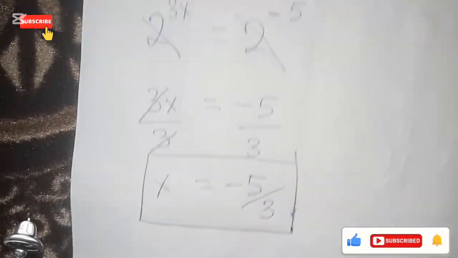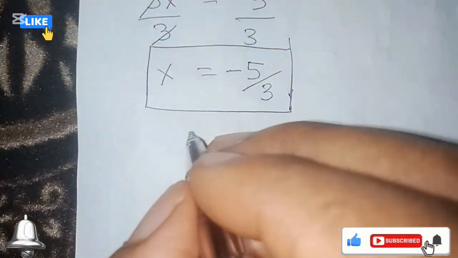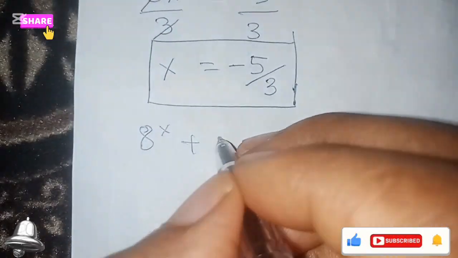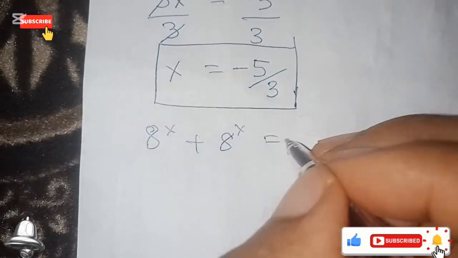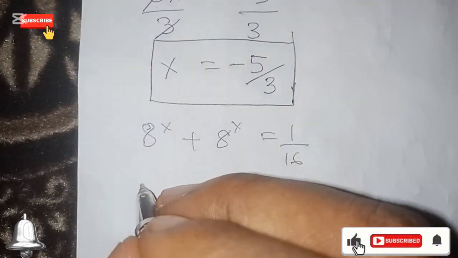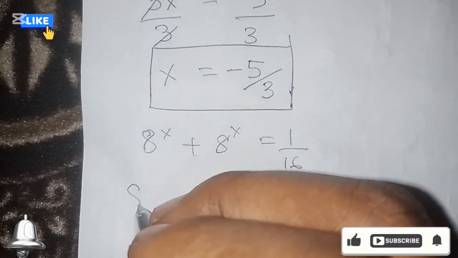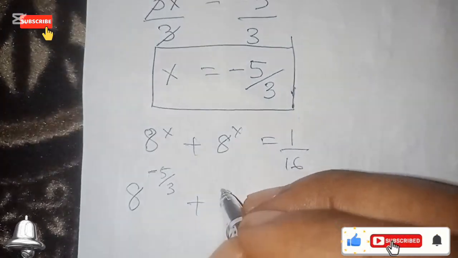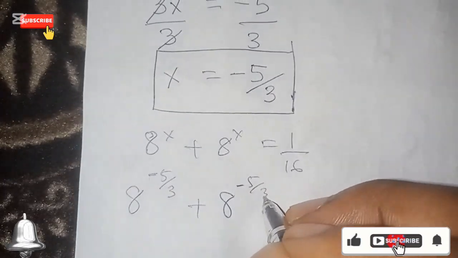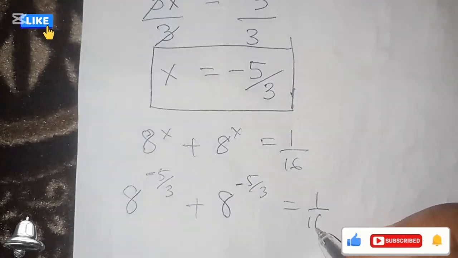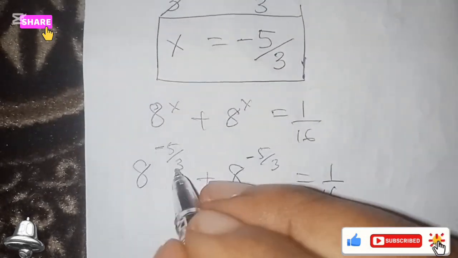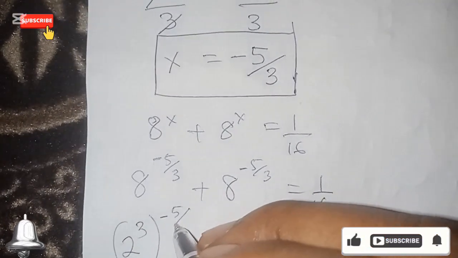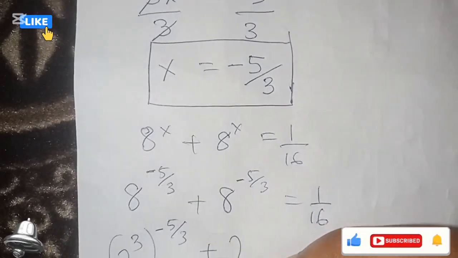So let's check if this satisfies the equation. Here's our equation: a to the power of x plus a to the power of x equals 1/16. Remember, the value of x is this. We substitute -5/3, a to the power of -5/3, where a equals 2 to the power of 3. Now, this means 2 to the power of 3 all to the power of -5/3. Same thing here.